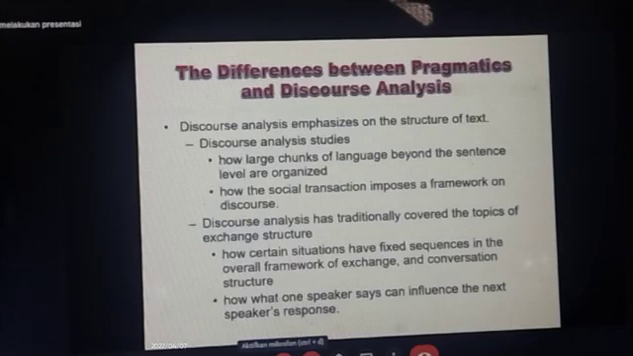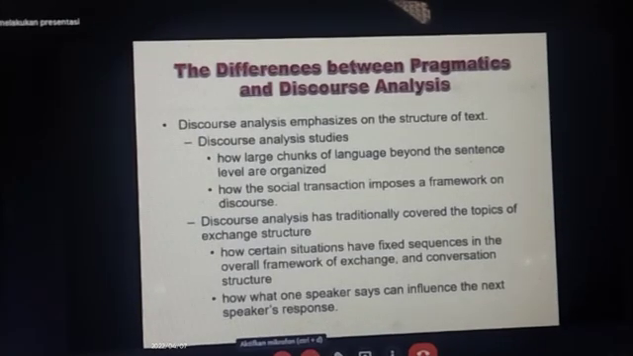Jadi makanya kemudian how large chunk of language beyond the sentence level are organized, bagaimana kemudian struktur tadi itu bisa terstruktur lebih panjang daripada apa yang dikatakan tadi. Makanya dikatakan how large chunk of language beyond the sentence level are organized ya. Sehingga ini yang paling penting diutarakan di sini. Atau mungkin kita berbicara pada konteks bagaimana topik-topik itu dalam percakapan itu bisa tercover semuanya ya.